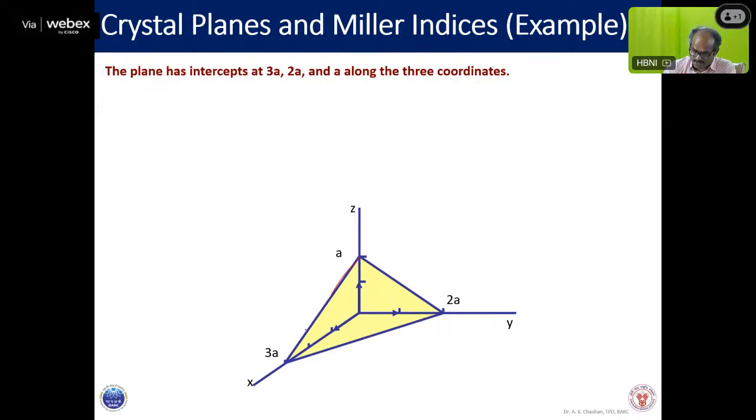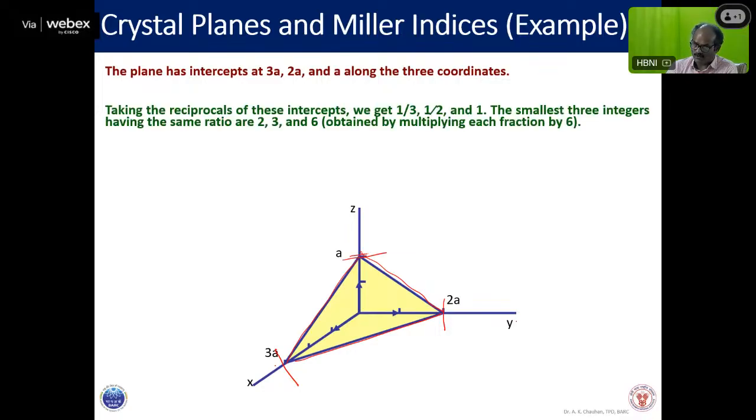Suppose we have this yellow colour plane, and we want to find out the Miller indices, or what this plane is. So this is actually coming at 3a on the x-axis, at 2a on the y-axis, and at a on the z-axis.